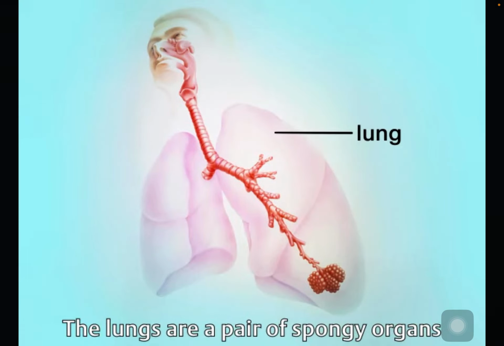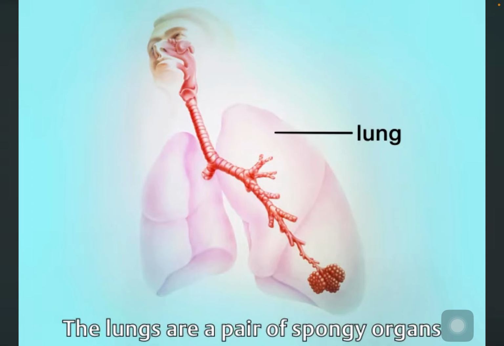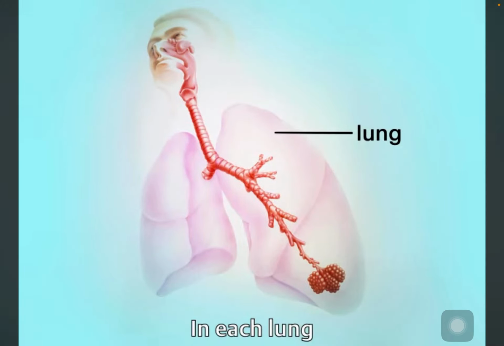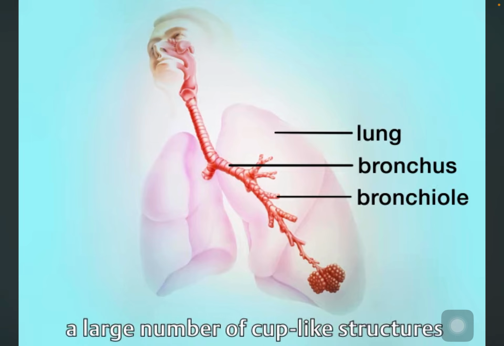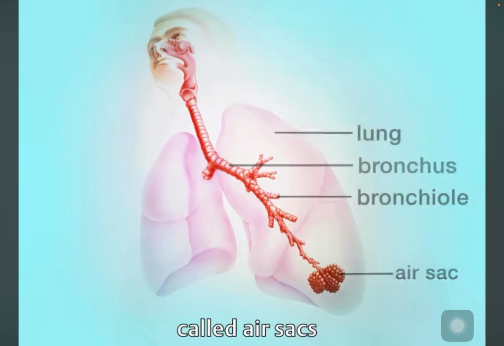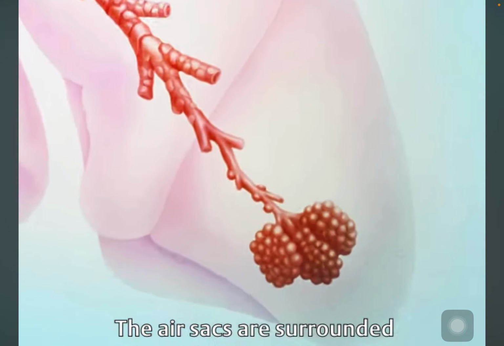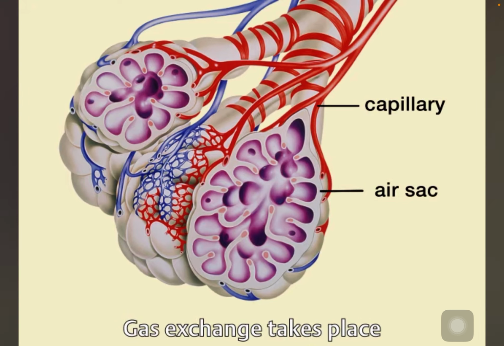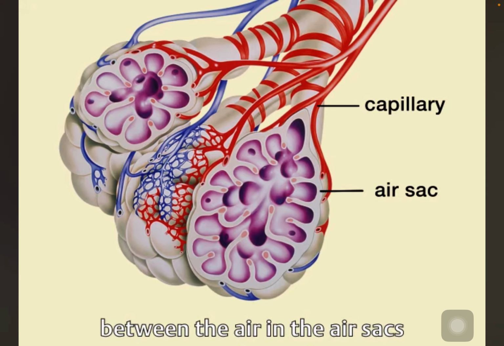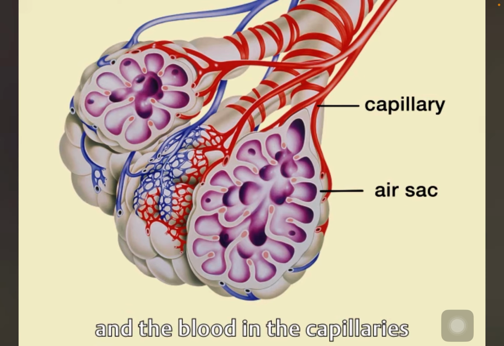The lungs are a pair of spongy organs. In each lung, the bronchus branches into bronchioles. The bronchioles end in a large number of cup-like structures called air sacs. The air sacs are surrounded by a network of capillaries. Gas exchange takes place between the air in the air sacs and the blood in the capillaries.